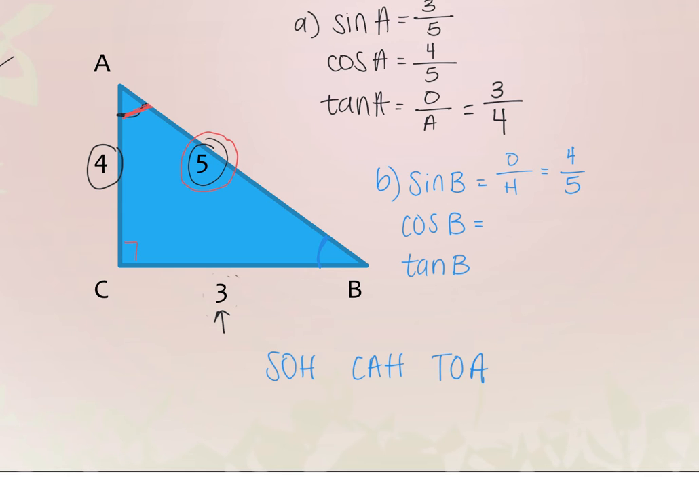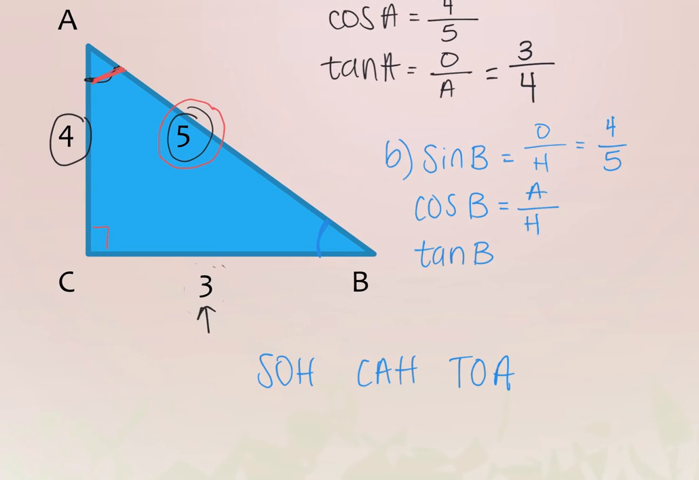Cosine of B is going to be adjacent over hypotenuse. We got that from CAH in SOHCAHTOA. So, what is the adjacent side, or the adjacent leg, to angle B? 3 over the hypotenuse, which is 5.